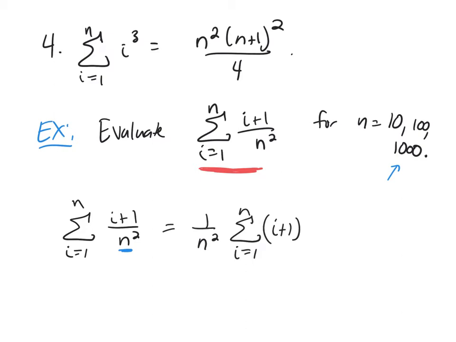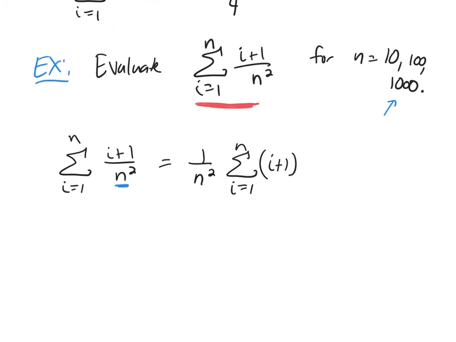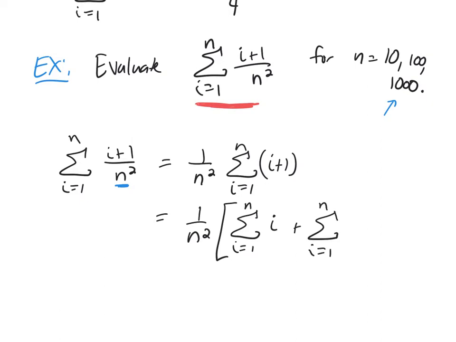Using one of our properties from earlier, we can pull out constants. And now I can also use the property where I can split up addition here. So I can split this up into the summation from 1 to N of I plus the summation I equals 1 to N of 1.